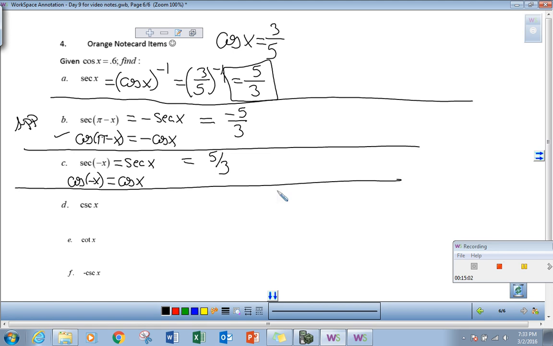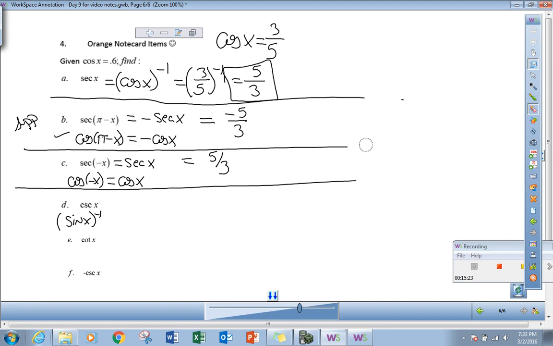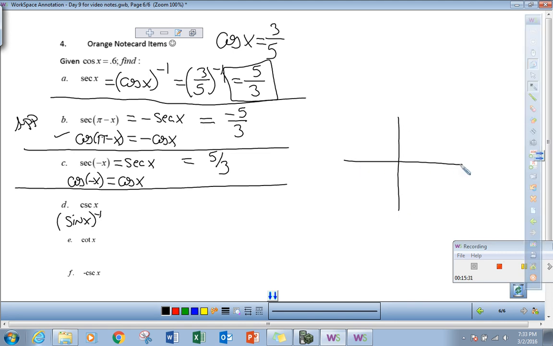Now the cosecant's a little bit different here. I'm going to think of that as the reciprocal of sine of x, but I don't have the sine of x. So here's what we're going to do to get it. I'm going to come over here and take what we know. My fact is cosine of x is 3/5. So I know cosine is positive in the first quadrant. So I've got a 3 right there, I've got a 5 right there, and I got a 4 right there.